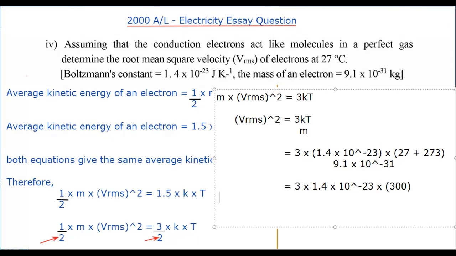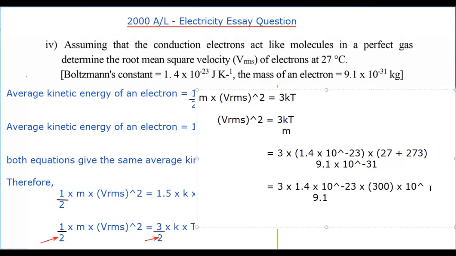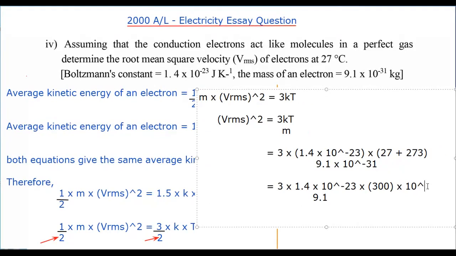Right. What about the denominator here? 9.1, and this 10 to the power minus 31. This 10 to the power minus 31, I'll take it up. Somebody unmute the mic and tell me, if I take 10 to the power minus 31 upward, what will it be? Plus, minus will be replaced by positive. Very good. It will be 10 to the power positive 31. Right?